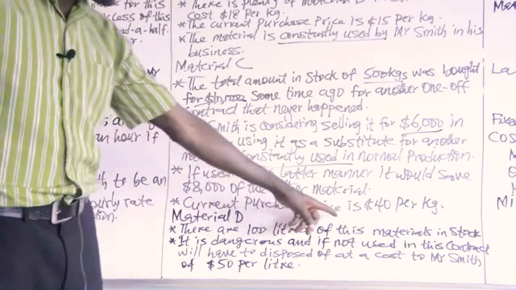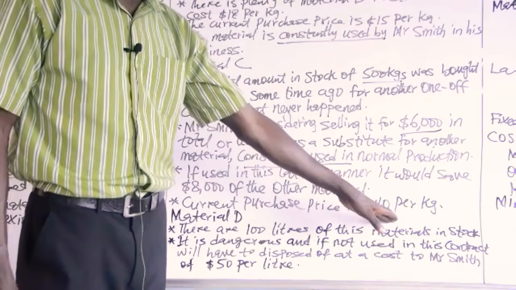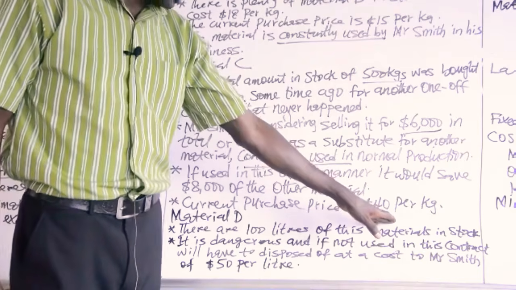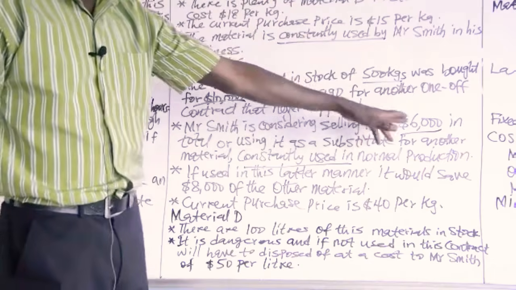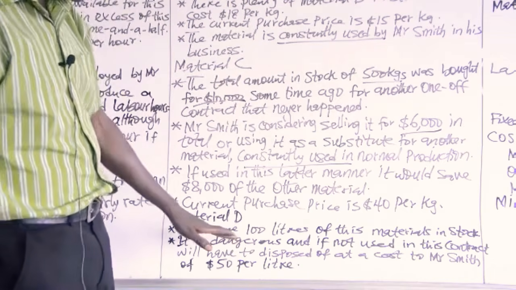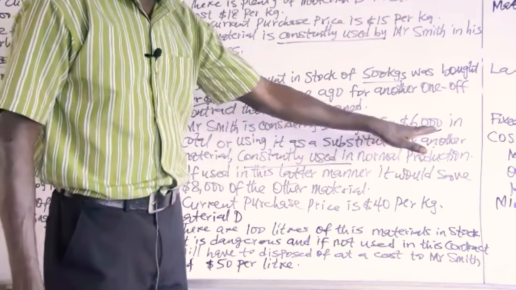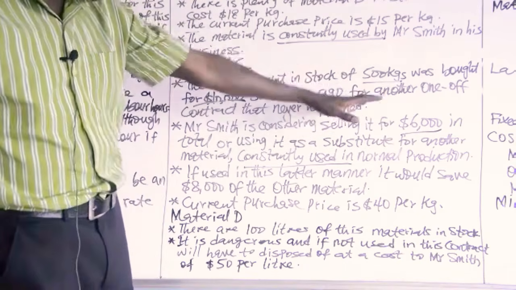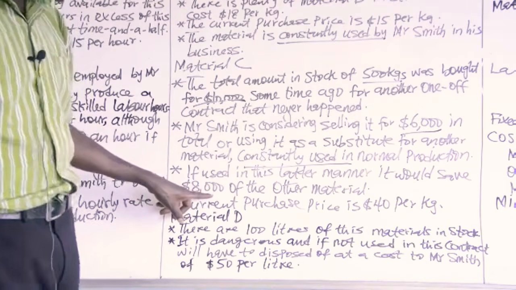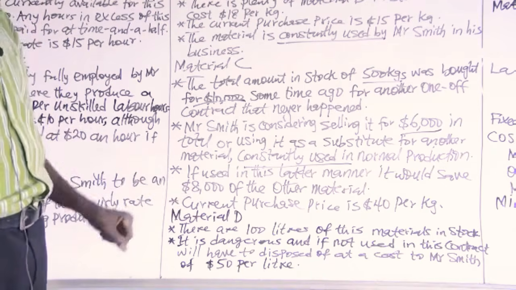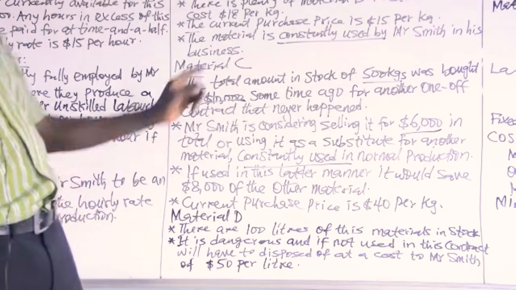The current purchase price is $40 per kg. If you want to buy another one, you will buy it for $40 for 1 kg. So since it is already in stock, you want to decide whether to sell it off for 6,000 or to use it as a substitute for another material for this job. And if you use it as a substitute, $8,000 will be saved. So between these 6,000 and 8,000, which one will you prefer?